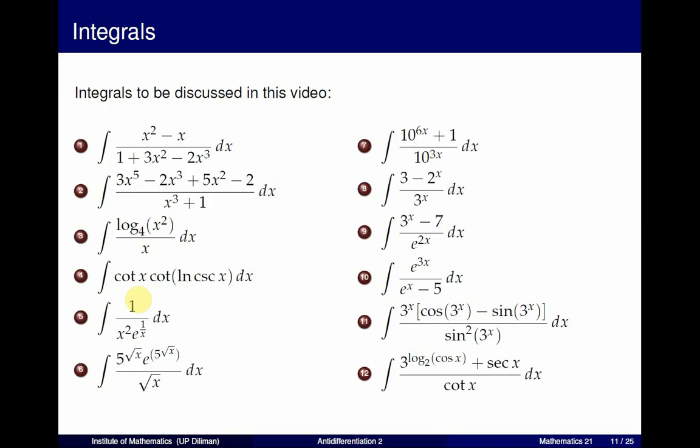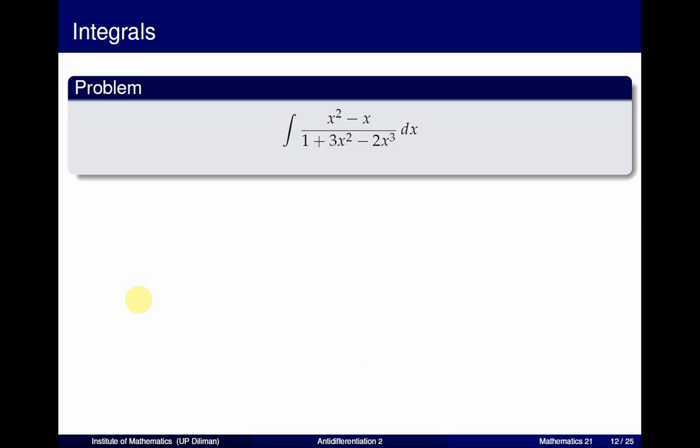Let's dive in to the first problem. Integral of x squared minus x over 1 plus 3x squared minus 2x cubed dx. If you want, you can pause the video right now to solve the problem first before looking at the solution. I'll give you 5 seconds.